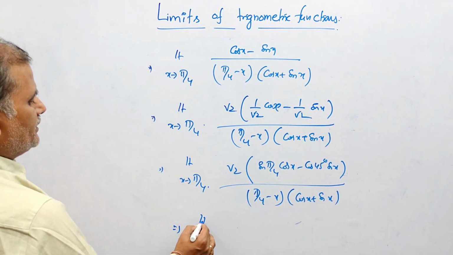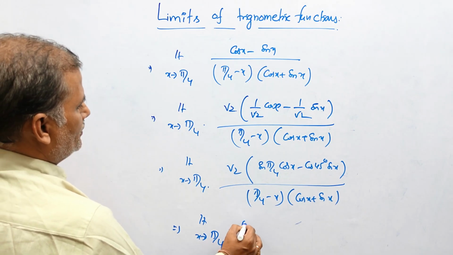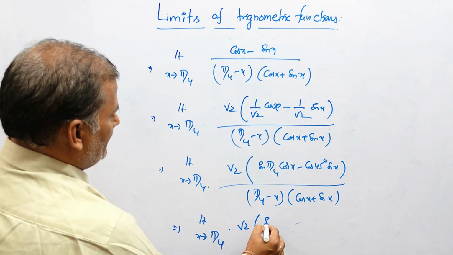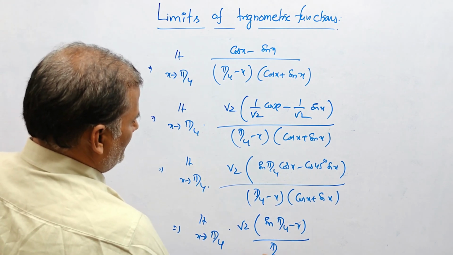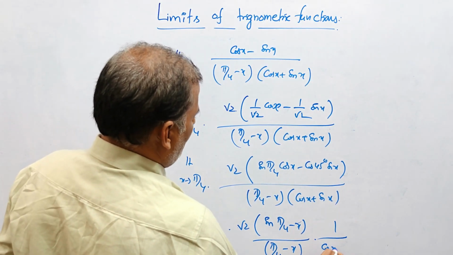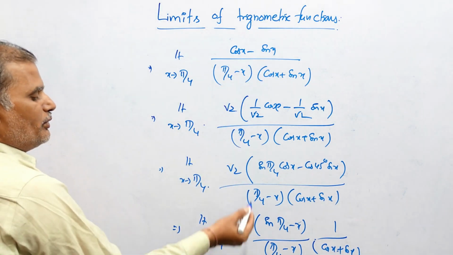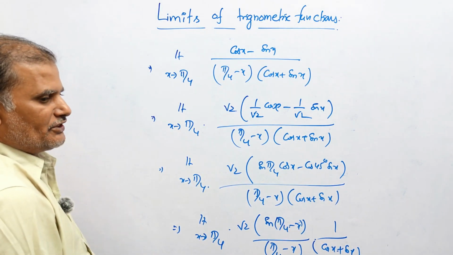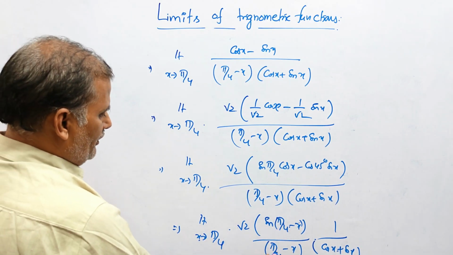Now this implies limit x tends to pi by 4, root 2 into sin a cos b minus cos a sin b equals sin(a minus b), so sin(pi by 4 minus x) by pi by 4 minus x into 1 by cos x plus sin x. See, the total problem I convert into the sin x by x model: sin(pi by 4 minus x) by pi by 4 minus x. If x tends to pi by 4, this value equals 1.